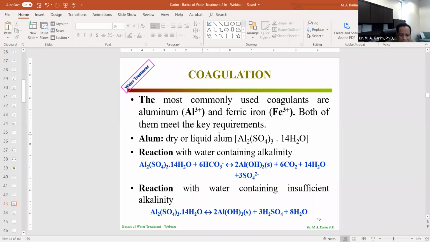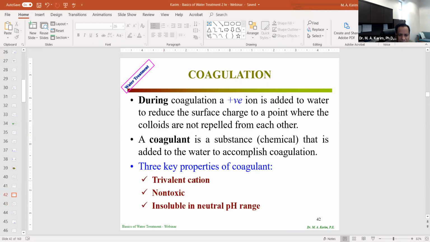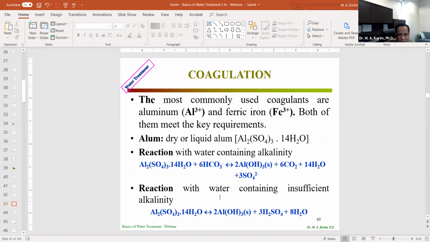Here are the processes that I'm going to discuss a little bit. As I mentioned, aluminum or ferric, both meet the key requirements that we said here: trivalent, non-toxic, and this. So these are the two major requirements. So alum, dry or liquid alum, can provide aluminum. The reaction with water containing alkalinity, if I have enough alkalinity in the water, means there's some bicarbonate. Then we get aluminum hydroxide, carbon dioxide, water, and sulfate.